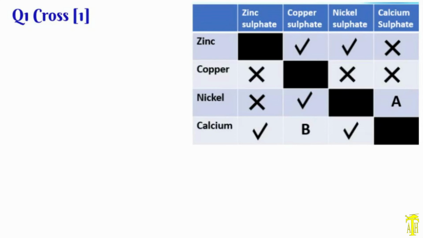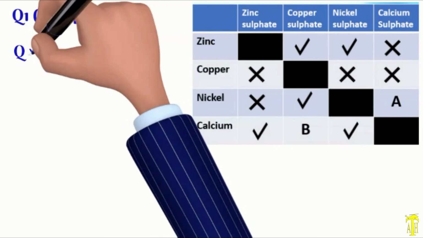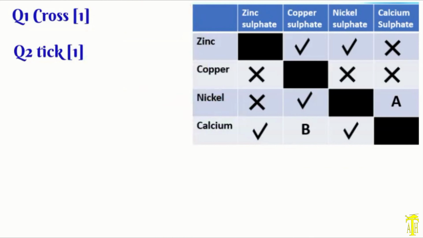In B, we've got copper sulfate and we put in some calcium. Again, if we look at the reverse, when we put copper into calcium sulfate, nothing happened. So the calcium is above copper. So the calcium will take the sulfate away from the copper. So B is a tick.